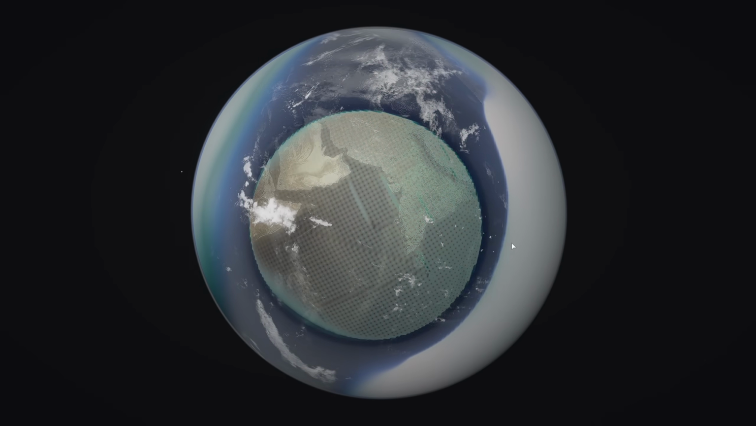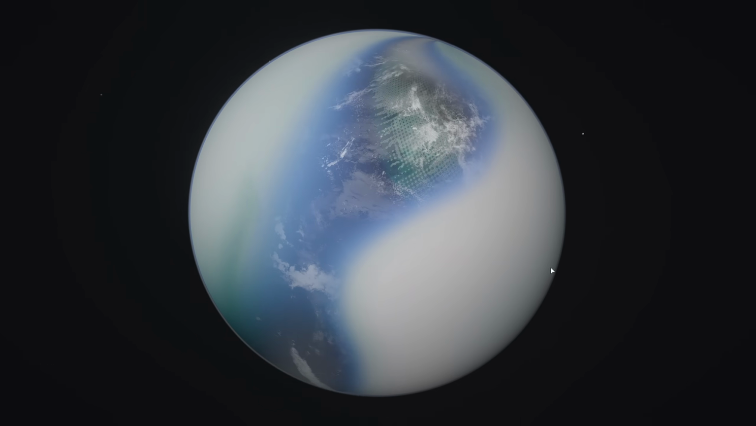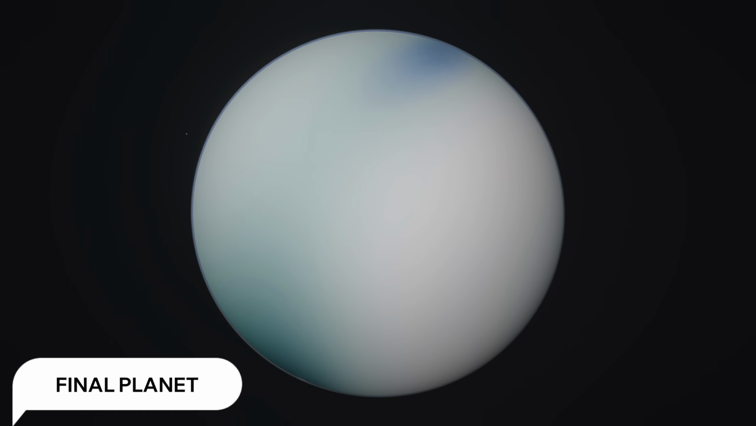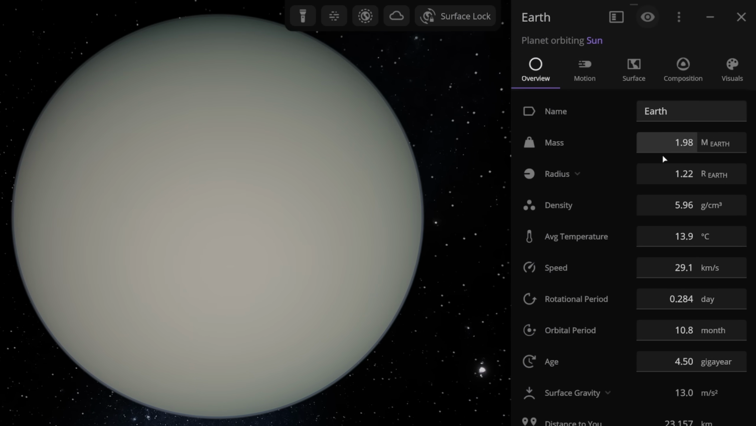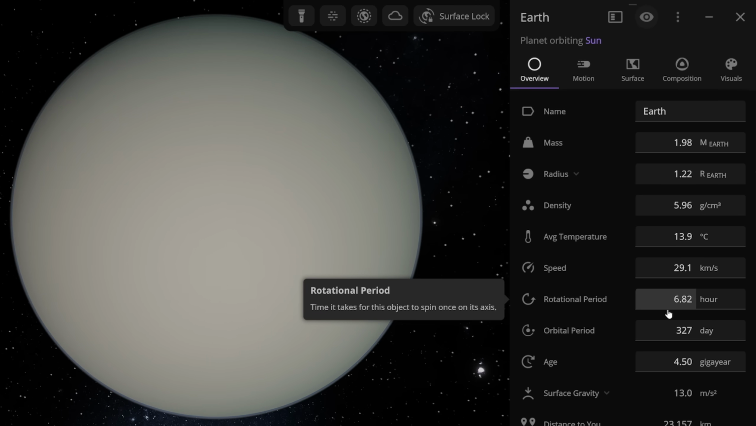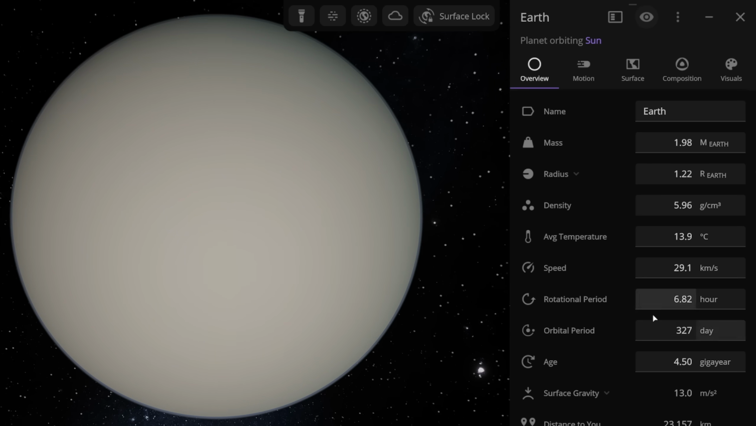I'll speed up time more. And here you see how Earth's atmosphere is being completely pulled in by these gases from Venus. This is certainly incredible. And after some time, Earth's atmosphere was completely covered by these impenetrable clouds. In the end, Earth's mass increased by 98%. Our planet became almost twice as massive, while the radius increased by only 22%. And the day on Earth is shortened significantly, lasting just under 7 hours. And a year on planet Earth is now 327 days.